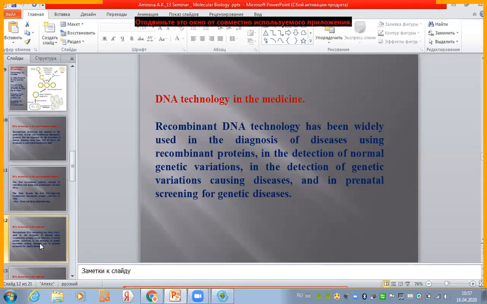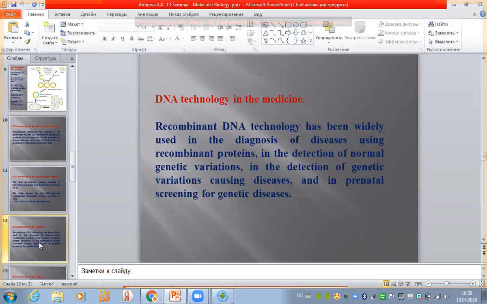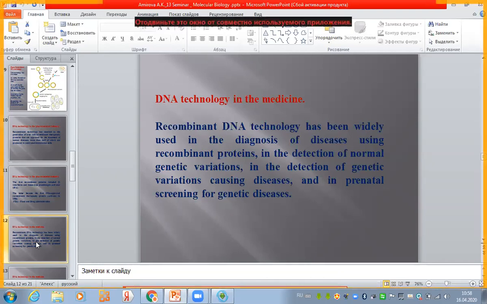Recombinant DNA technology in medicine. Recombinant DNA technology has been widely used in the diagnosis of diseases using recombinant proteins, in the detection of normal genetic variation, in the detection of genetic variation causing diseases, and in prenatal screening for genetic diseases.